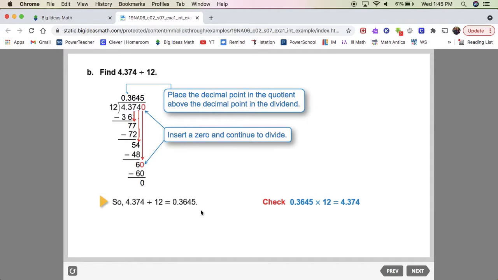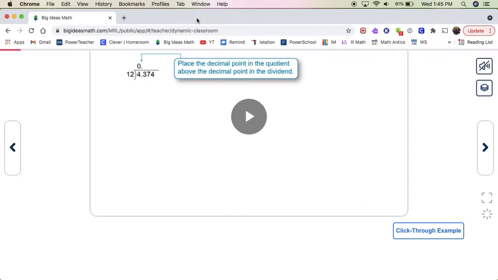You can check your answer. If you multiply your quotient by your divisor, you should get the dividend. Remember, you can stop to look at the work at any time to see if you understand.